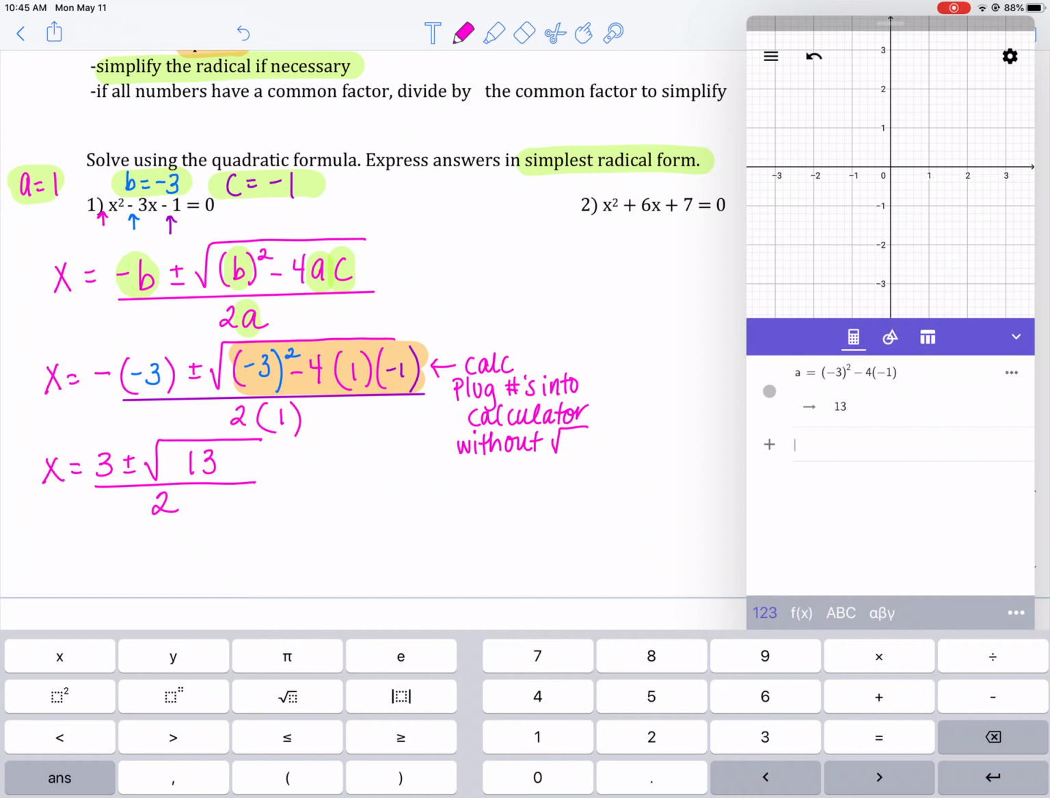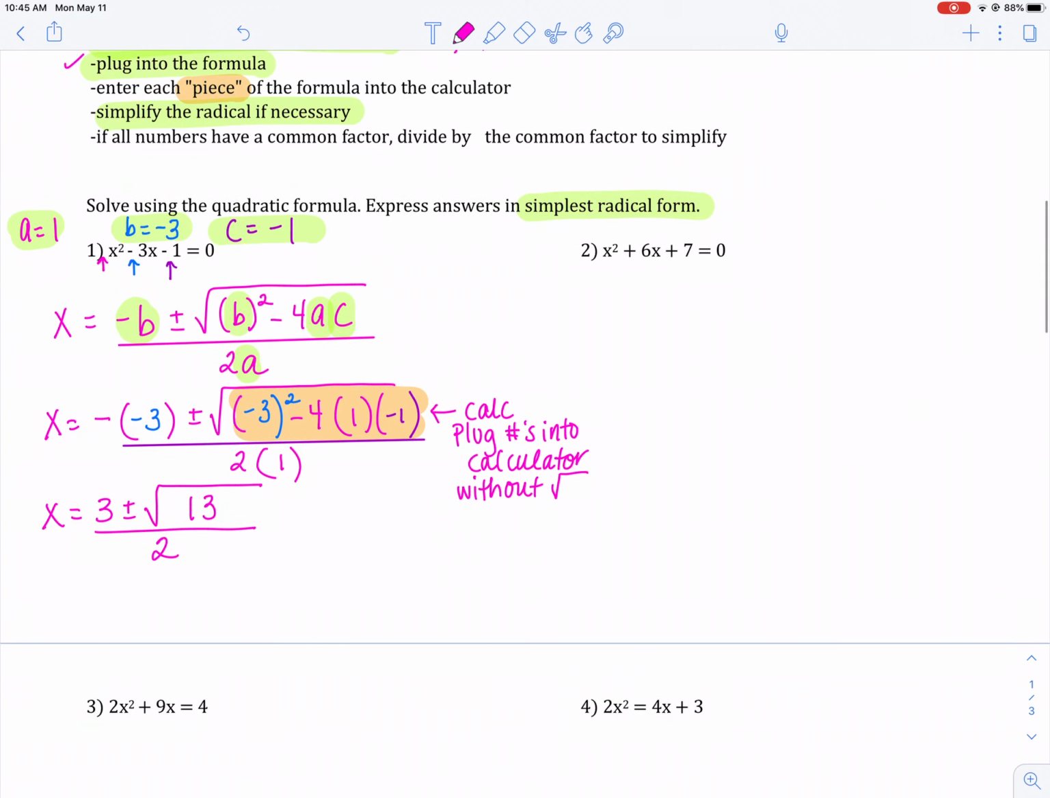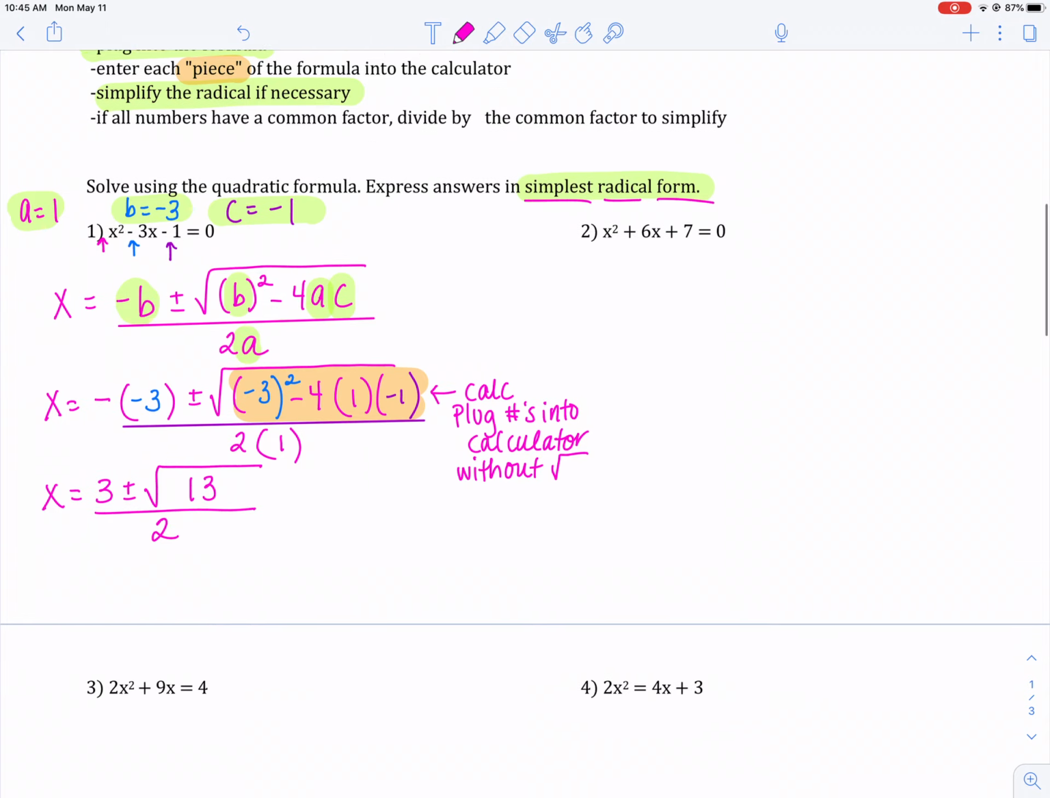And now I'm pretty much done. Here's why. This said simplest radical form. Can the 13 be simplified? Nope.